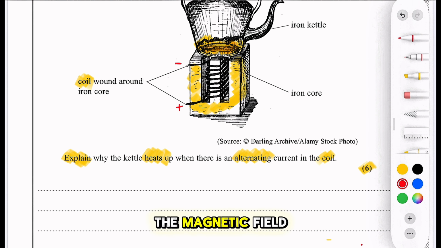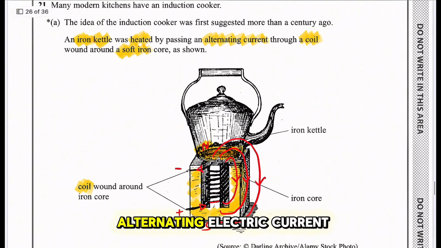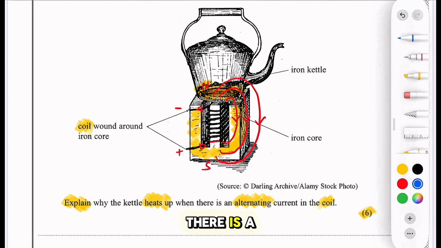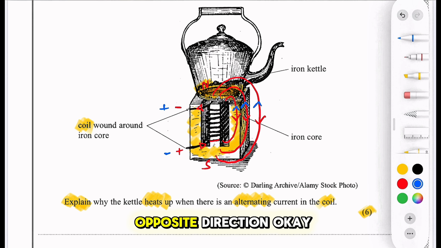So let me say the magnetic field direction is going to be in red color, which are these magnetic field lines. If the direction of current goes like that, the magnetic field goes from the north pole, so this part is north and this is south. And because the examiner told us there is an alternating electric current, it means there is a change in polarity. So you might say this is negative and this is positive. So the direction of the magnetic field is in the opposite direction.